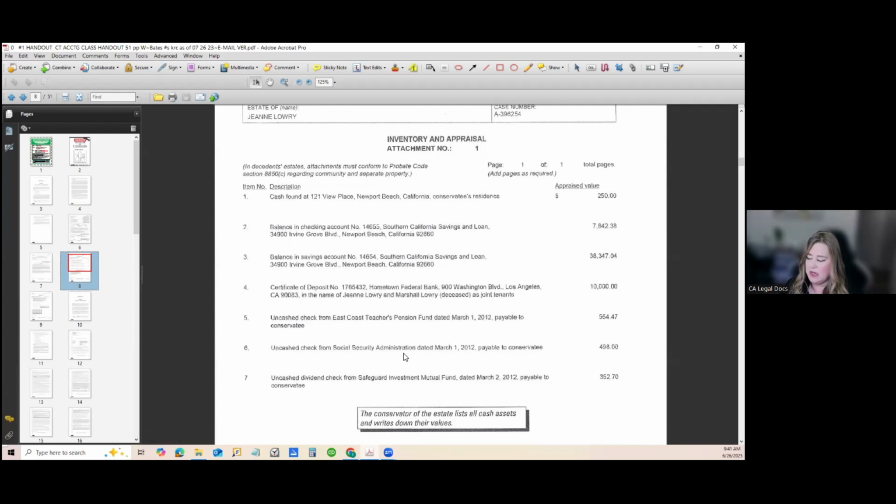Again, Social Security, same thing. They're typically direct deposited, so you wouldn't usually find an uncashed check. But if you do, you must list it.